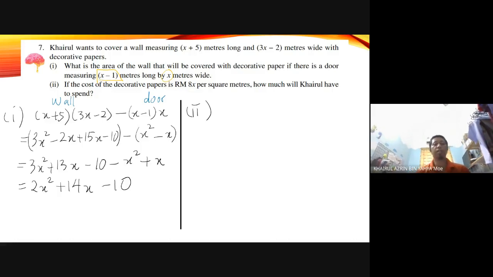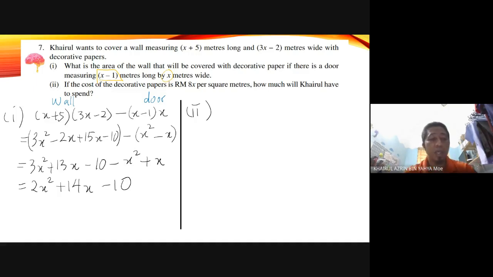if the cost of decorative paper is 8x per square meter, how much will Harold have to spend? This is easy, meaning 2x squared plus 14x minus 10, we multiply with the cost. The cost is 8x per square meter. We just multiply. Okay, so this one we need to expand.